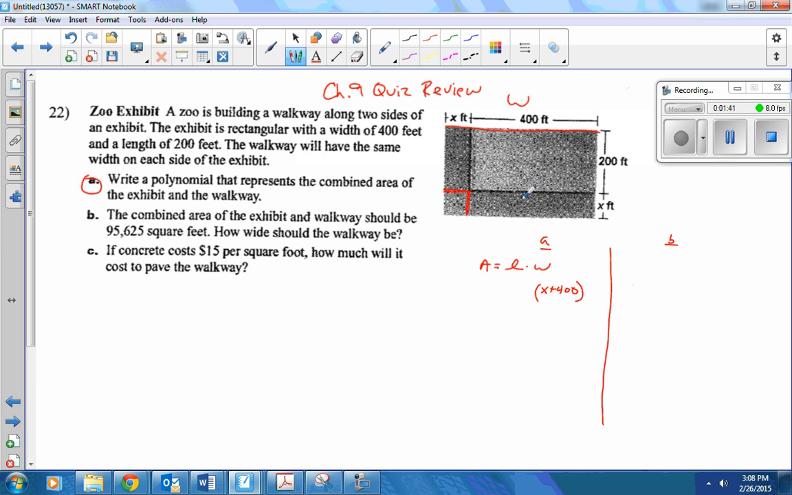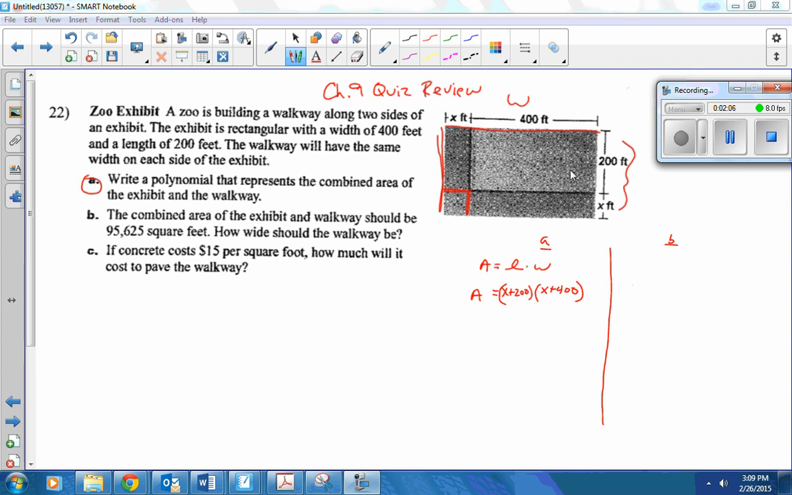instead of w. Then for my length, I've got all of this measurement, 200 and then x. That makes the whole thing x plus 200. So the total area is x plus 200 times x plus 400.